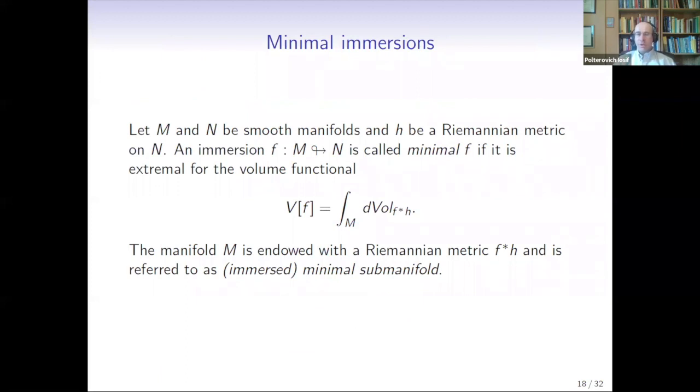In order to do that, we will need to use the very interesting connection between the maximal metrics, and more generally extremal metrics, with the theory of minimal immersions and harmonic maps. A minimal immersion is, well, here is the formal definition. It's essentially an extremal of the volume functional. So you have an immersion from M to N, and it's called minimal if it is extremal for the function which is presented here, and M endowed with the pullback metric is called an immersed minimal submanifold.